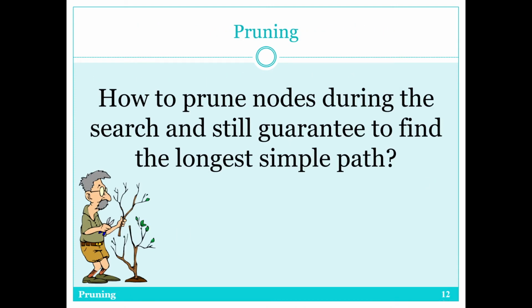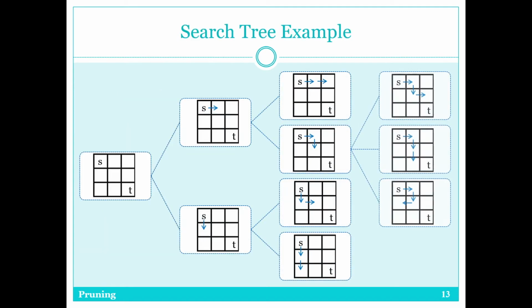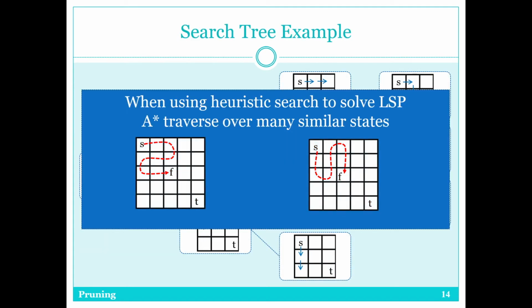In the paper, we're also offering two brand new pruning methods for the LSP problem. Investigating the search tree, we found out that there are many search nodes that are very similar, so why not prune them?